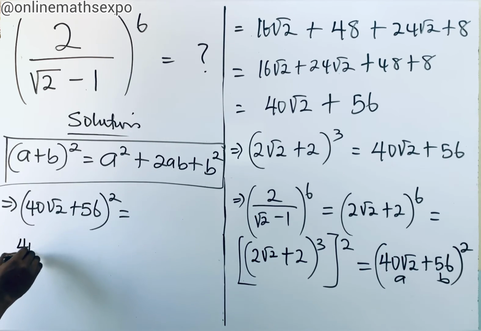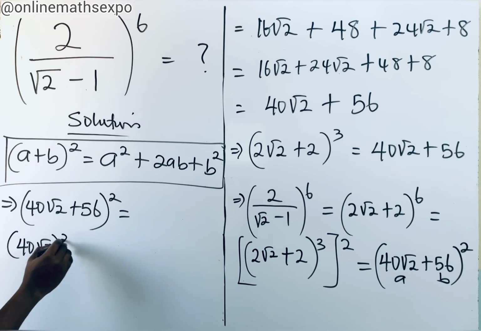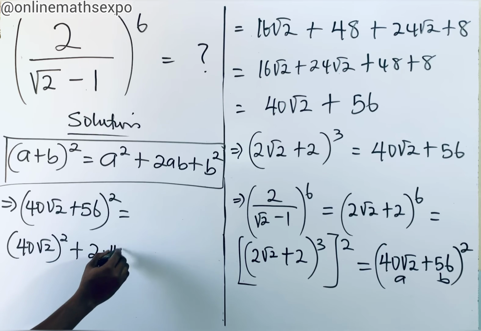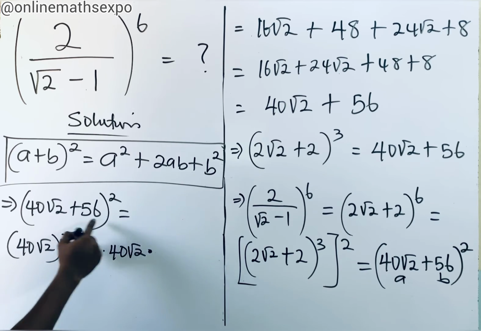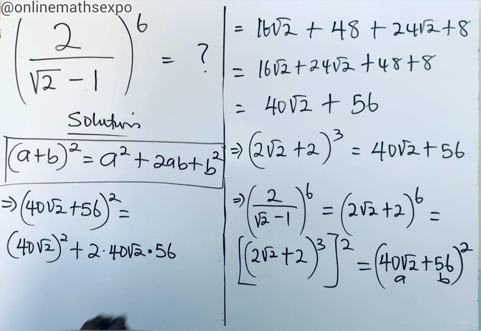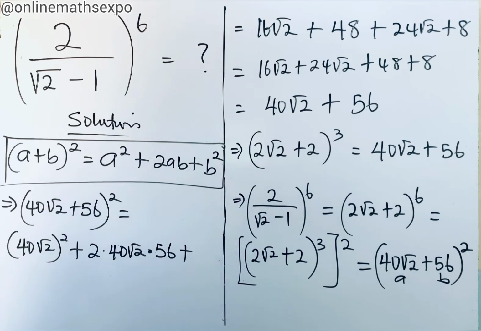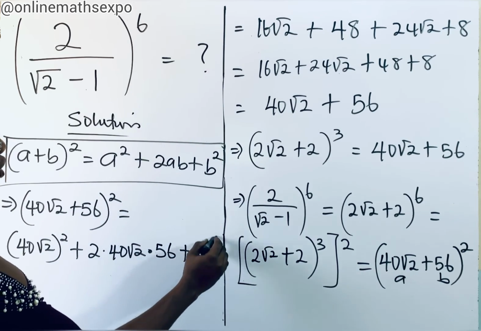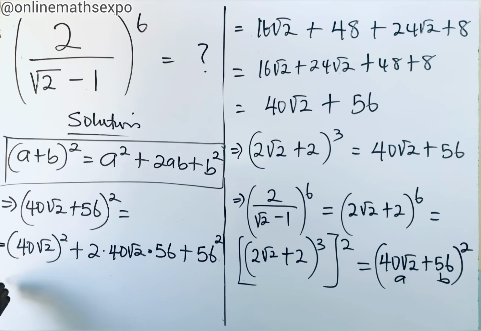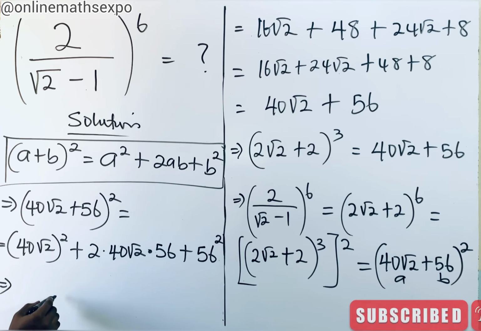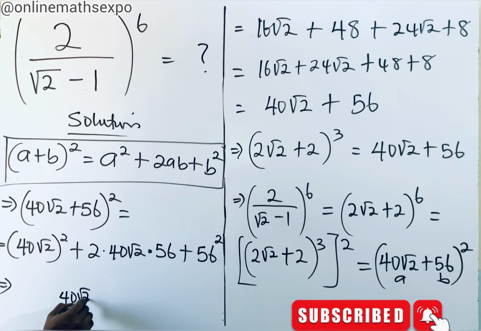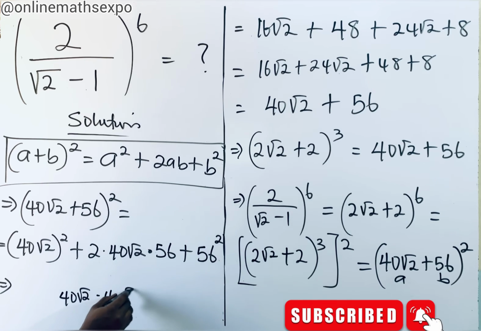is the same thing as 40 root 2 to the power of 2, plus we are going to use 2 to multiply this, so we have 2 times 40 root 2 multiplied by 56, then plus this will be squared, obeying what we have here, so we're going to have 56 to the power of 2. Now, if you simplify this, the 40 root 2 will be raised to the power of 2, so it's the same as 40 root 2 multiplied by 40 root 2.